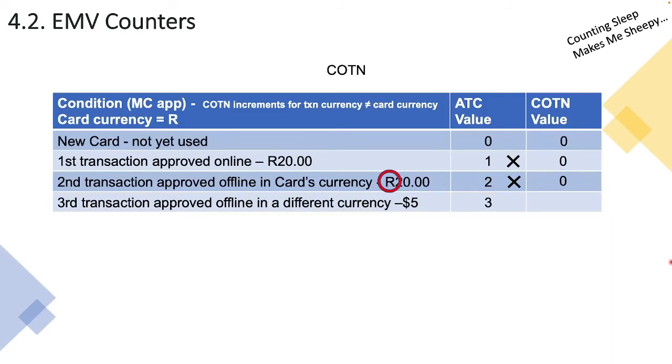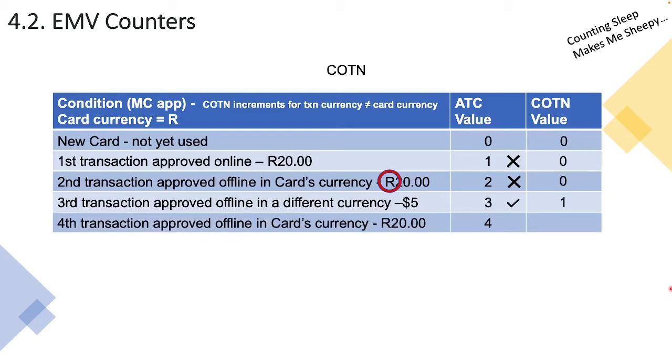The third transaction is approved in a different currency. Okay, so now we're starting to see some interest. What this means is that we are going to add this transaction to COTN. So the transaction count at this point is 1. We've only met one transaction so far that completed offline, and it was in a currency different from the card's currency. The fourth transaction is approved offline, but it's in the card's currency. So the ATC value will go up to 4, but because it's in the card's currency, we will not add it to the COTN value.